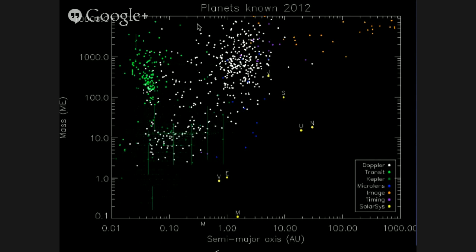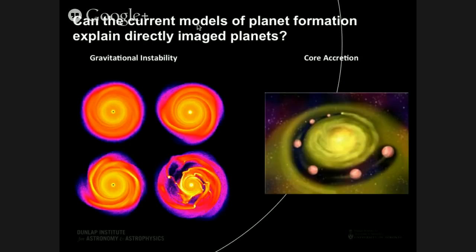When I look at a diagram like this, what I really want to understand is, we have separated everything in terms of the way it was discovered, but does this actually represent one continuous population, or are we looking at things that possibly formed in different ways? Do the things that live out here that we can directly observe represent a continuum of formation, or do they form in a different way from some of these Doppler planets? And how can we find ways observationally to constrain the way that these planets form?